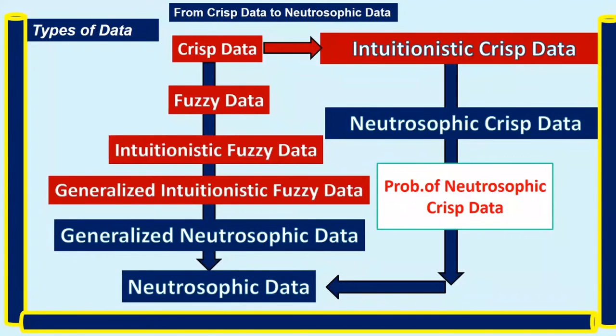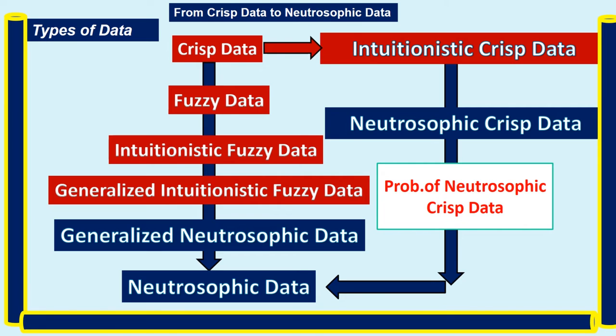Crisp data to Neutrosophic data. Types of data: from crisp data leads to fuzzy data, instantaneous fuzzy data, generalized instantaneous fuzzy data, generalized Neutrosophic data, and Neutrosophic data.